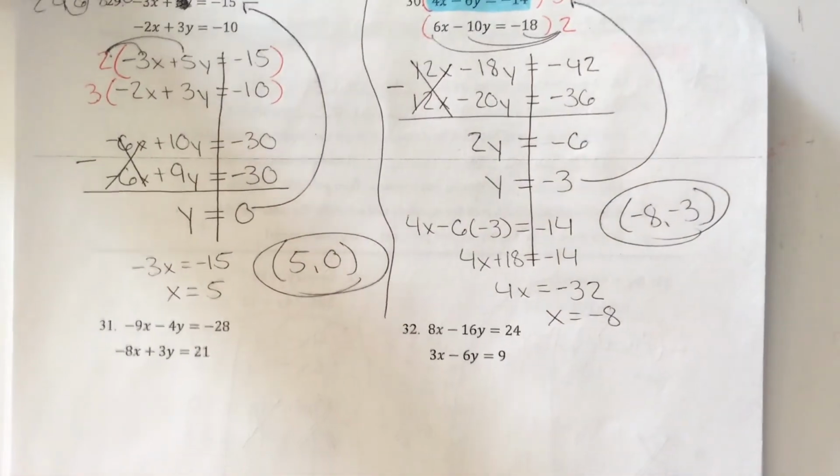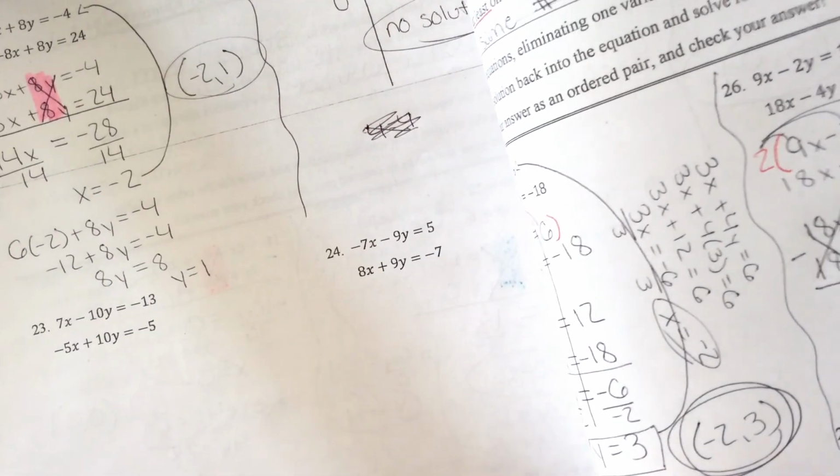Okay, so don't forget to try the last couple of problems. We have 31 and 32 on this page, and then the front page, once again, 27 and 28. All right, so don't forget to do the summary questions.